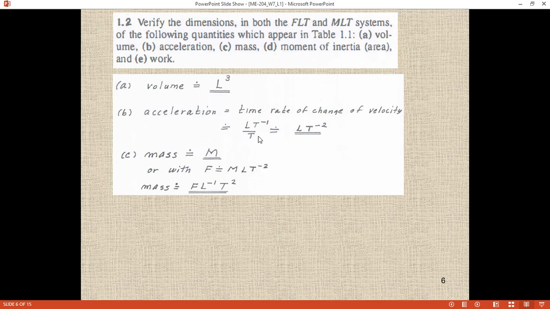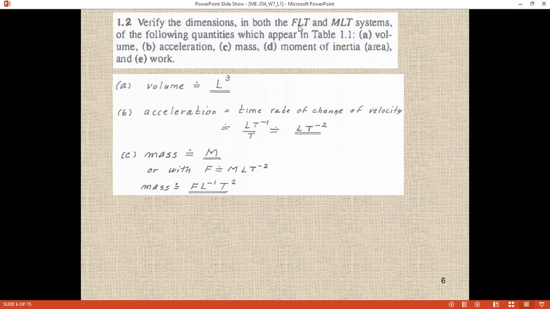Acceleration will be equal to what? Time rate of change of velocity. The velocity is equal to length per unit time, so LT minus 1 divided by time. So it will go up, and it will become LT minus 2. Okay, so the mass will be equal to M in the system of MLT.